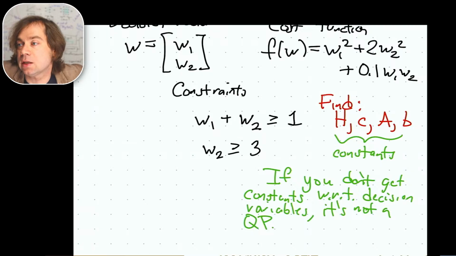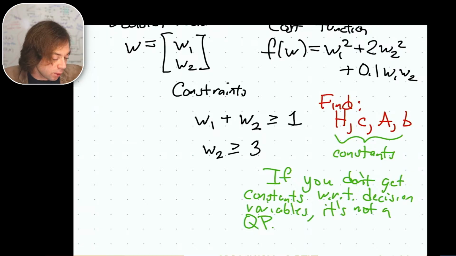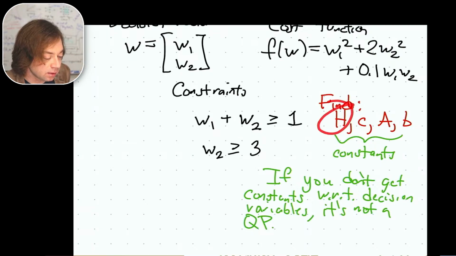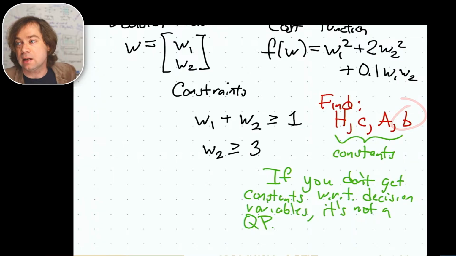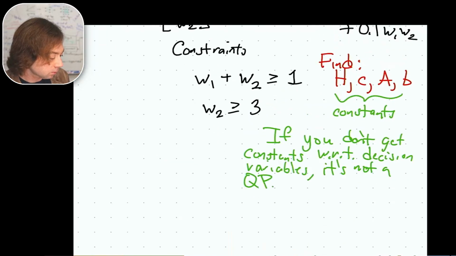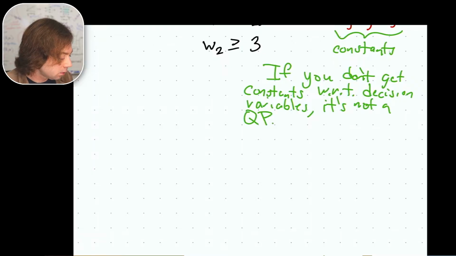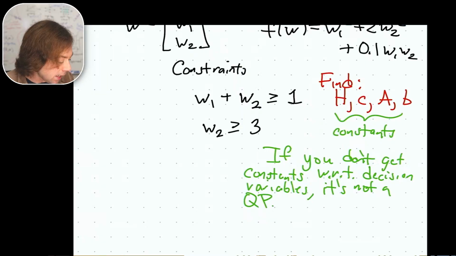All right, that's your hint. So if you do all the math to compute your Hessian, your gradient, and this A matrix for your constraint, which is the constraint Jacobian, and these constants, and you get a decision variable anywhere in those, it's not a QP, or you've made a math mistake somewhere. Okay, there you go. So back to this. So we need to find H and C.